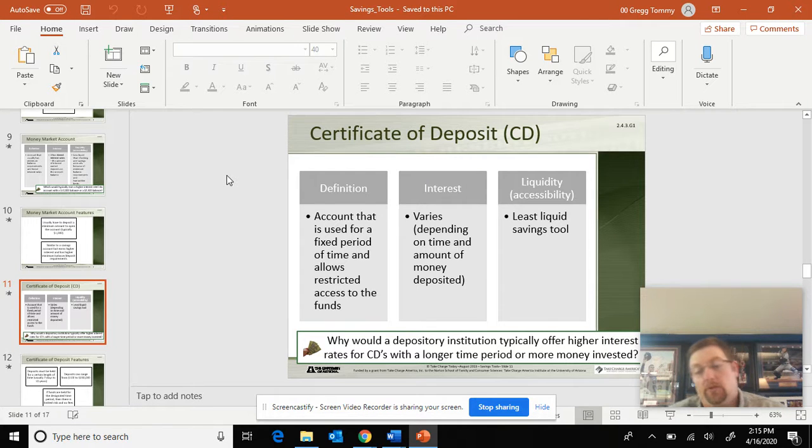If you do need to get at that money, they will penalize you. It's the least liquid of the savings tools, but it has the highest reward. You get the most payback for it. But a con, or a bad thing about it, is you can't touch your money for that time.